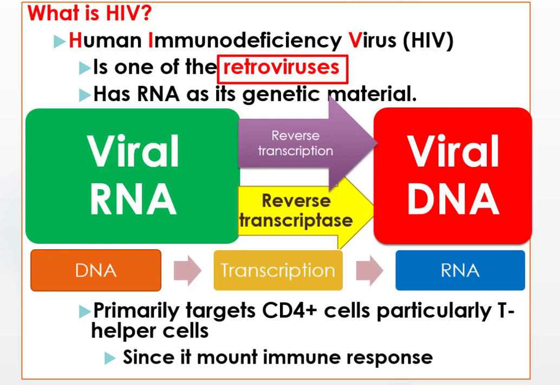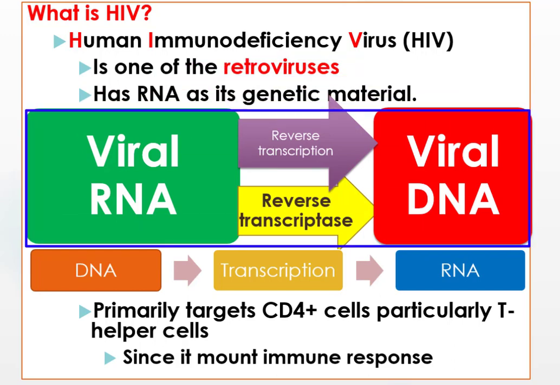Being a retrovirus means it has RNA as a genetic material that can be reversely transcribed to DNA once it gets injected into the host cytoplasm, through the action of the reverse transcriptase enzyme. Here, reverse transcriptase is responsible for converting viral RNA to viral DNA. This is an exceptional feature of retroviruses.